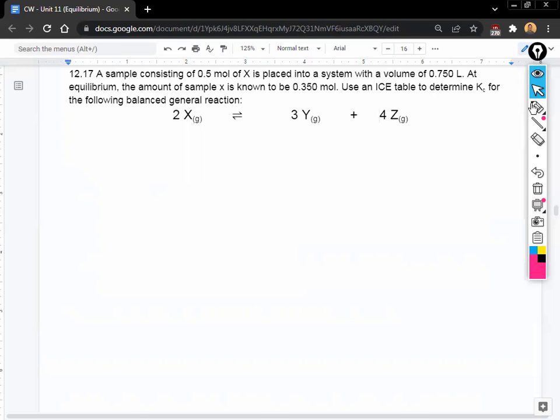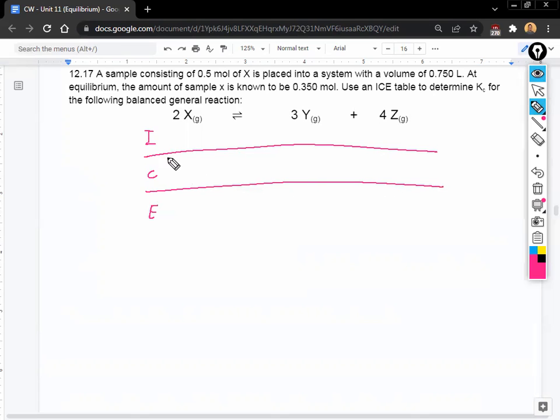Okay, so what we're gonna do, guys, is we're gonna create an ICE table underneath our equation. So I'm gonna write I, C, and E. And then we're gonna draw a line across, another line across. Hopefully your line is straighter than mine. And then we're gonna separate the different compounds as well. So something like that. Okay, so this is an ICE table.